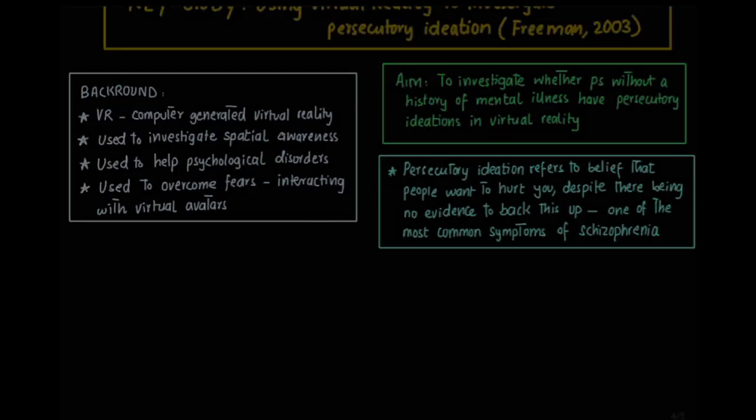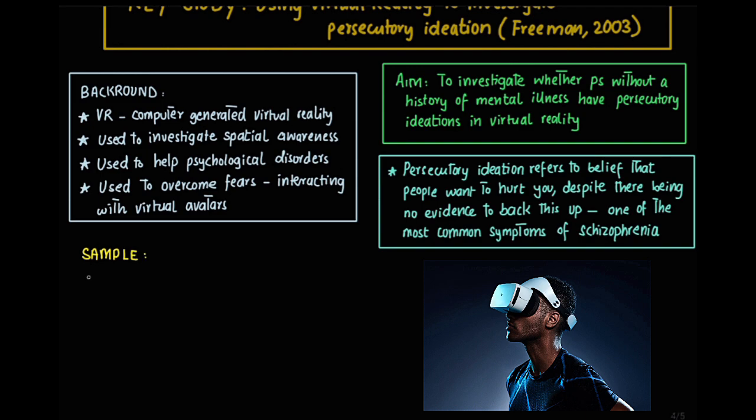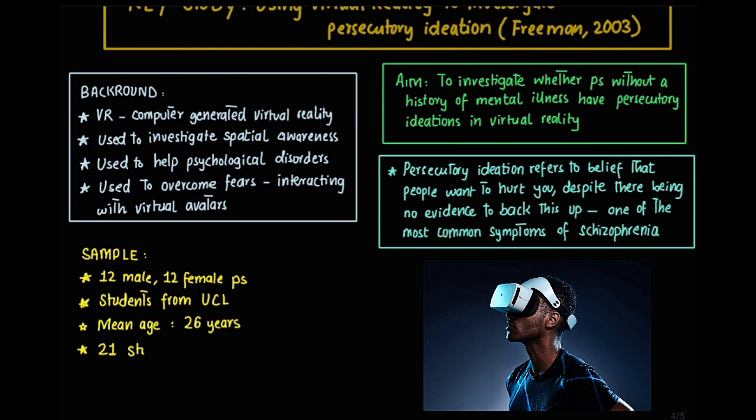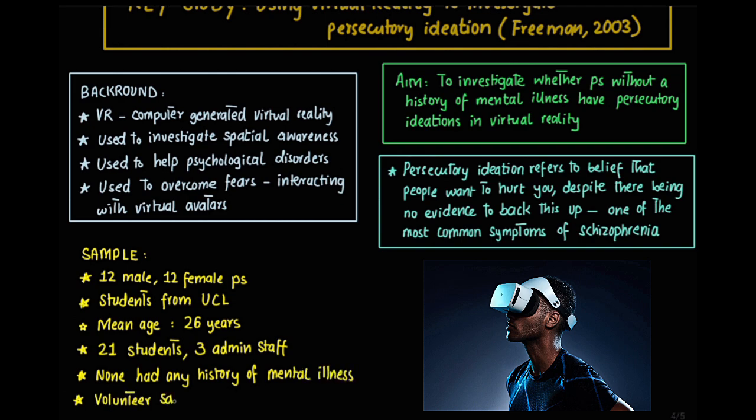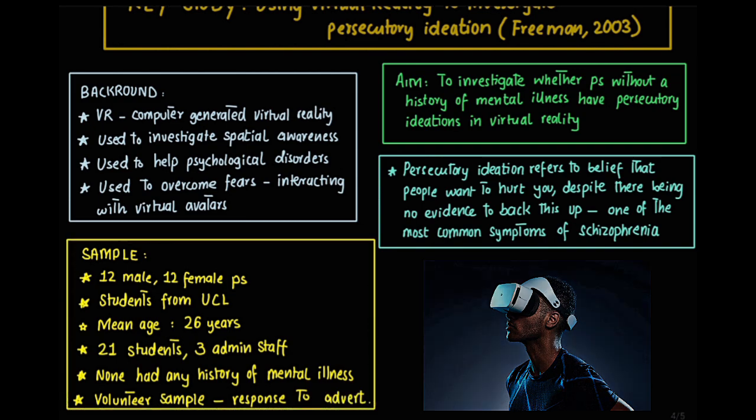The sample of this study consisted of 12 male and 12 female participants who were all students or admin staff from the University College London, UK, with a mean age of 26 years. 21 were students and 3 were admin staff. None of the participants had any history of any mental illness, and the sampling technique was a volunteer sample because the participants had responded to an advertisement.